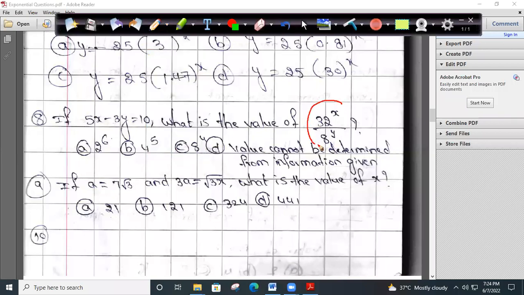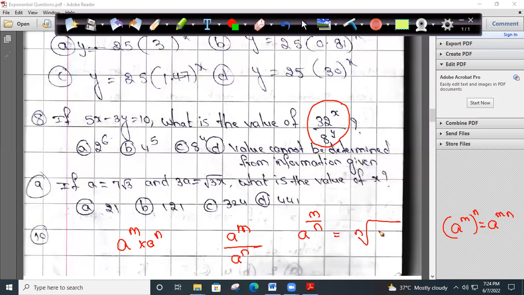So see how simple this question is. You should know those four formulas: a power m into a power n, a power m by a power n, a power m by n. You should also know a power m whole power n, which is a power mn. You know these four basic formulas. Based on them, you are expected to get one question.